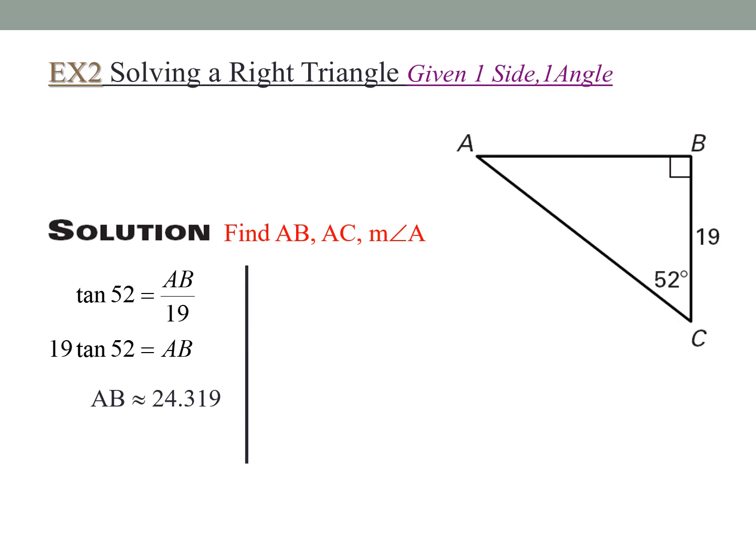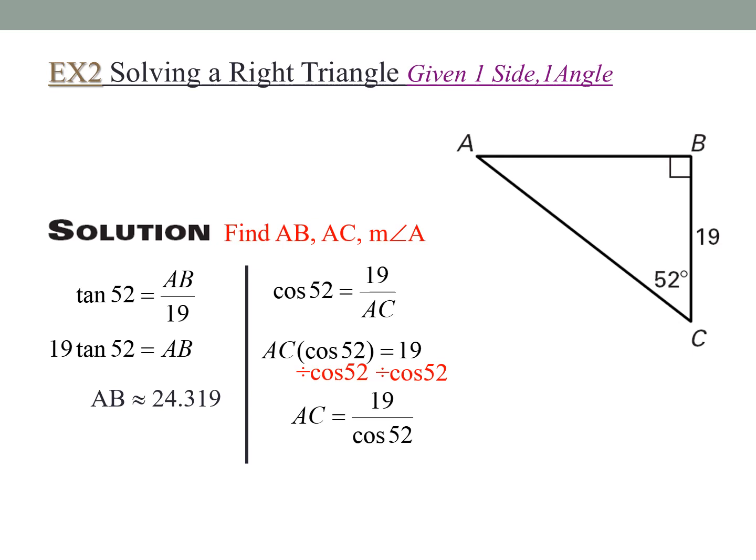We are going to find now the hypotenuse AC. AC is the hypotenuse and the 19 is the adjacent of angle C. Then we are going to use cosine. Cosine 52 equals 19 over AC, adjacent over hypotenuse. By cross multiply, AC multiply cosine 52 equals 19. Divide by cosine 52 on both sides, then AC equals 19 over cosine 52. Then AC approximately equals 30.861.